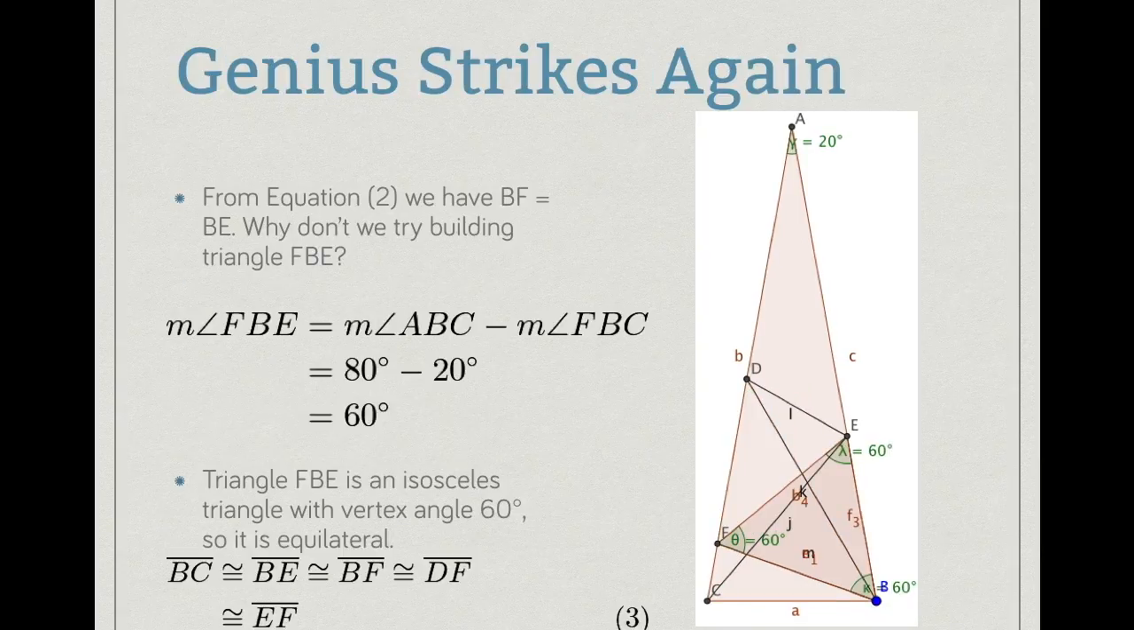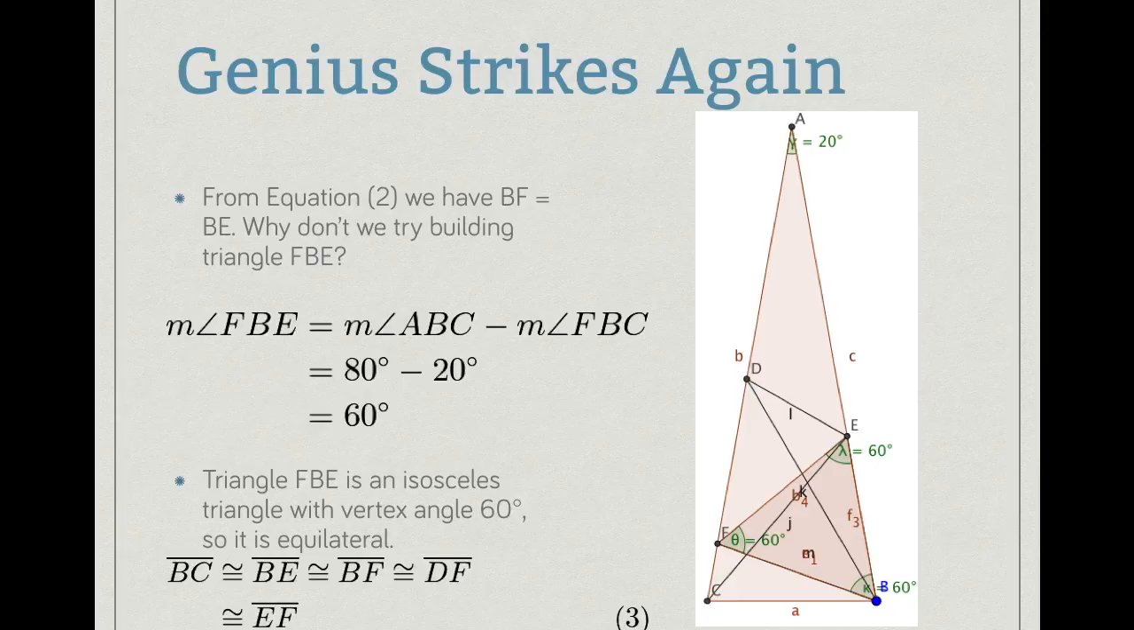Now, let's draw even more auxiliary lines. From equation 2, we have BF equals BE. Why don't we try building triangle FBE? Because we know that the measure of FBE equals 60, as you can see very clearly in my equation. Triangle FBE is an isosceles triangle with vertex angle 60 degrees, so it is equilateral.